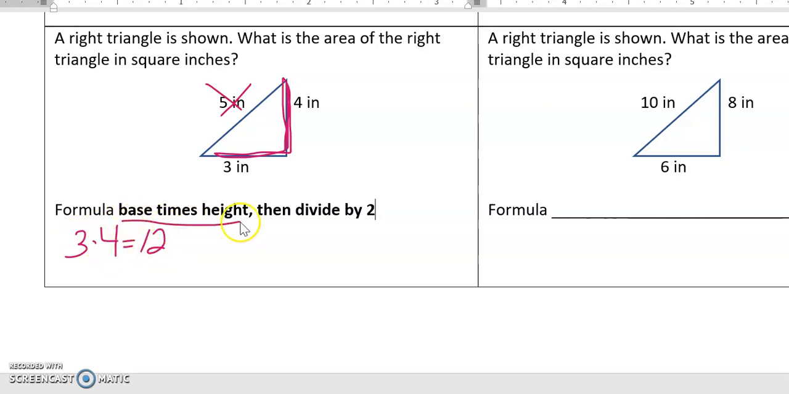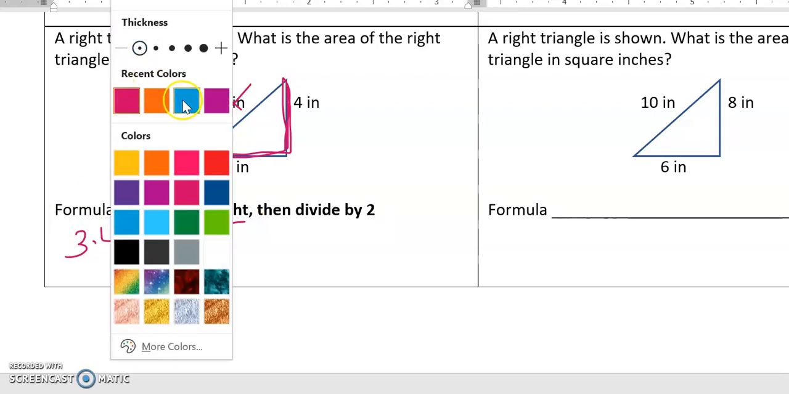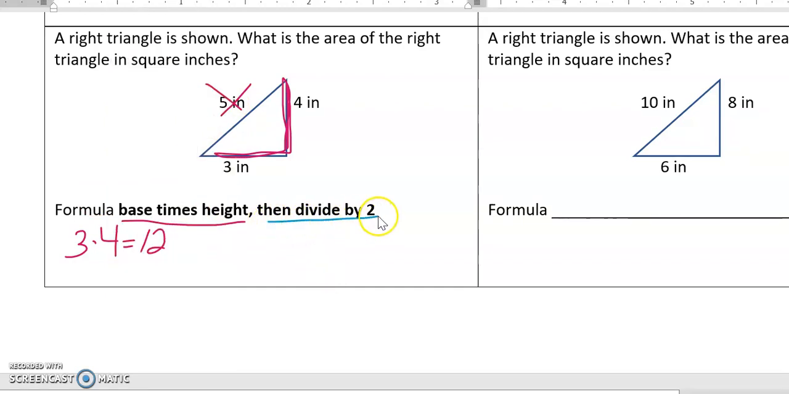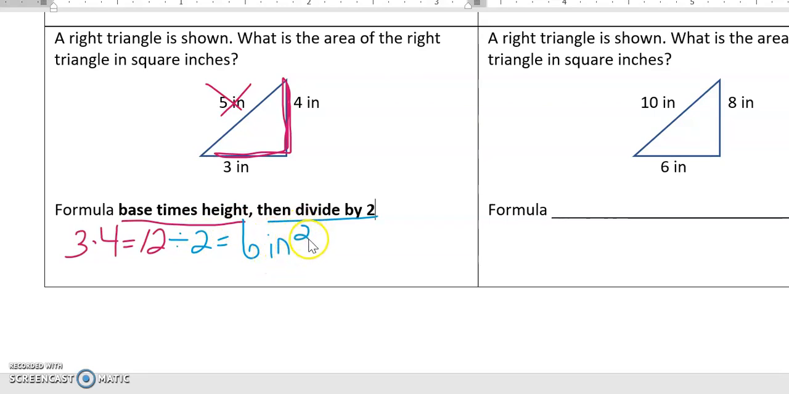I said I would underline in the same colors, base times height. Then the next thing to do is to divide that by 2. 12 divided by 2 is 6 inches squared. So that is how you find the area of a triangle, and you solve all of them the same way.